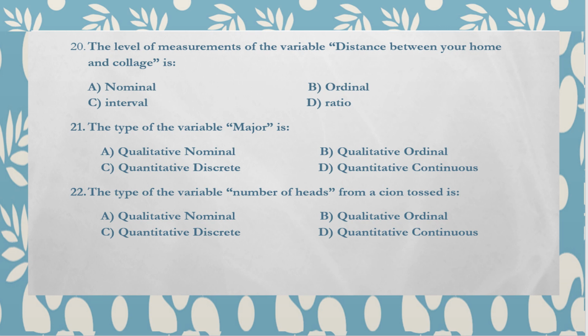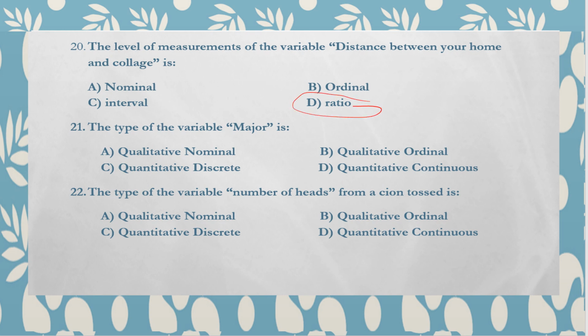The level of measurement of the variable distance between your home and college, in miles. This is a numeric data, and it takes values located between a specified range and we can make mathematical operations on it, and 0 means the absence of distance between your home and college, and this can be measured by the ratio level of measurement, and the right answer is D.